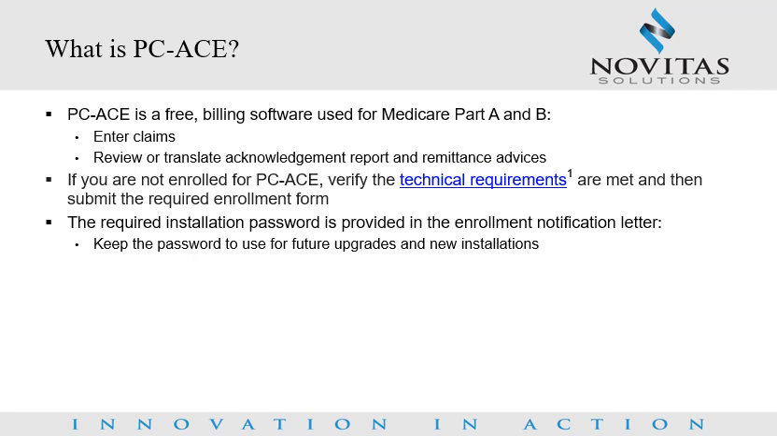PCACE is a free billing software used for entering Medicare Part A and B claims and reviewing or translating acknowledgement reports and remittance advices. Prior to completing the PCACE installation, providers must verify technical requirements are met for the program and complete the enrollment process. Once the enrollment form is processed, the MAC will issue download instructions and the installation password. Providers must keep this password as it will be required for each quarterly upgrade or new installation.